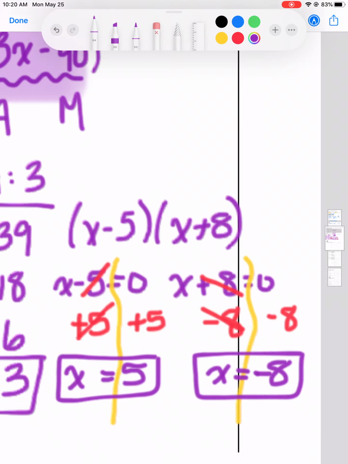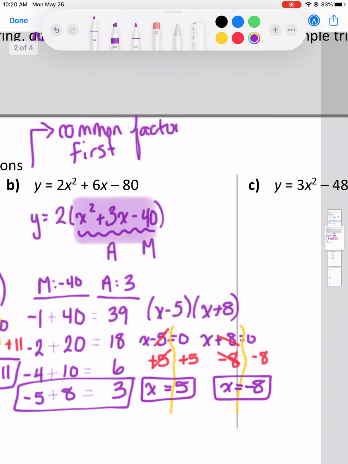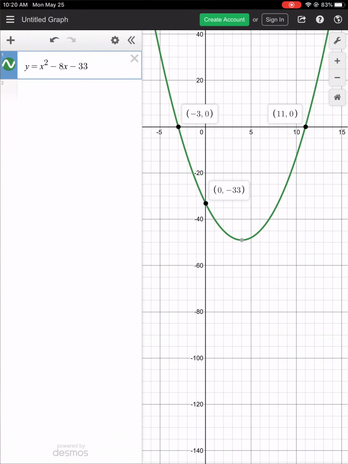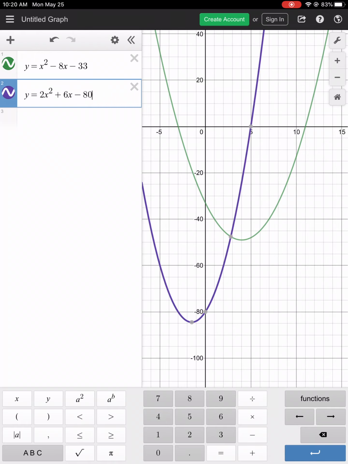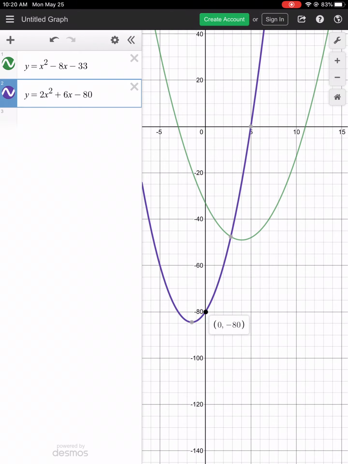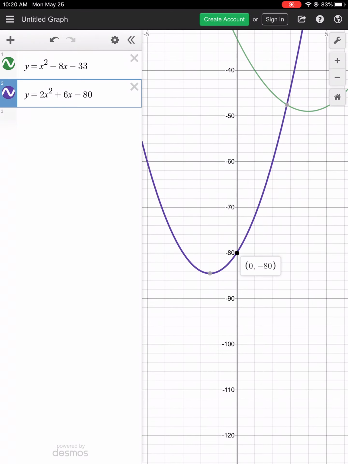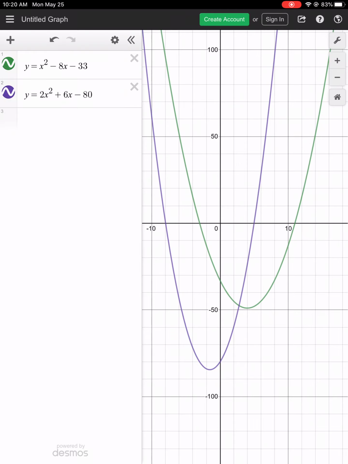Okay, don't believe me? Let's show you. So you know what I'm going to do? To show you this, I'm going to plug in the original equation. Y is equal to 2x squared plus 6x minus 80. Okay, so what do we know about this already? We know that our y-intercept is negative 80, which is showing us here. This question, we want to know our roots.